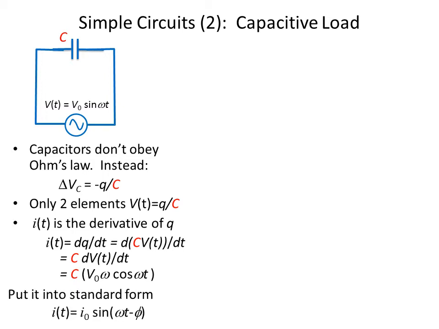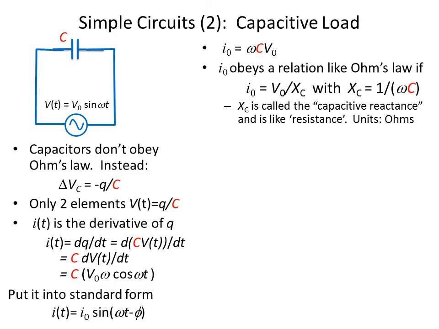We want to put this into the standard form for the current, where there is some I0 current amplitude times the sine of omega t minus a phase. That means the current amplitude is equal to omega times the capacitance times the driving voltage amplitude, V0. I0 obeys a relation like Ohm's law, just like in the first circuit, if we let I0 equal V0 divided by XC, where XC is equal to 1 over omega C. XC is called the capacitive reactance, and it acts like a resistance, and it also has units of ohms.